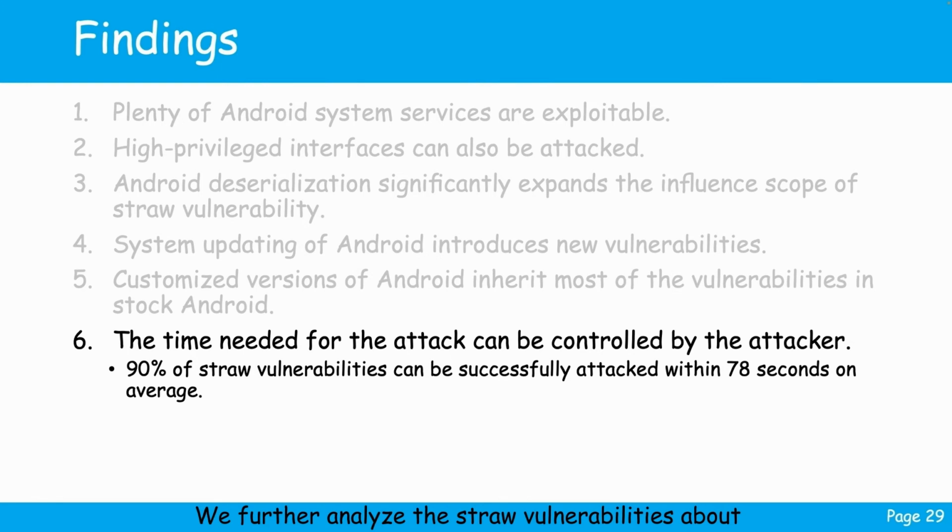We further analyze the straw vulnerabilities about the time it takes to render the device unusable. As a result, 90% of straw vulnerabilities can be successfully attacked within 78 seconds on average. This time can be further reduced by leveraging parallel execution.